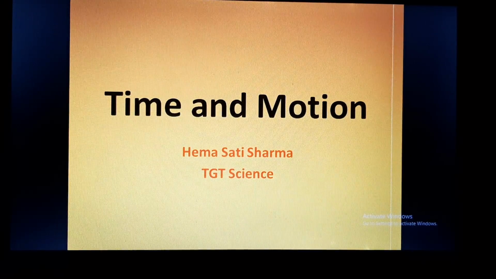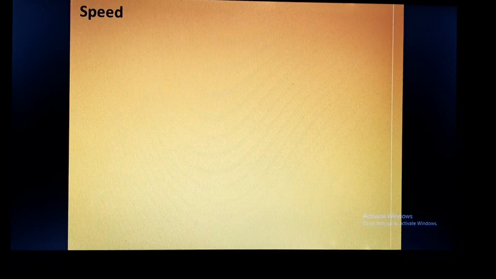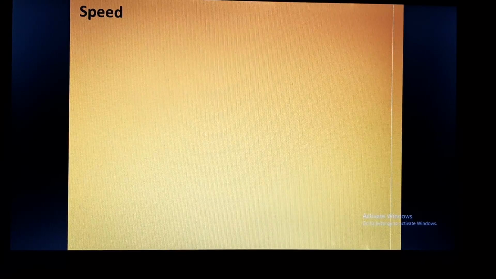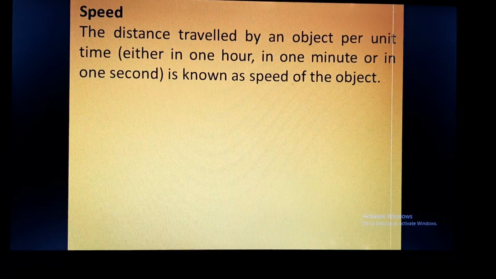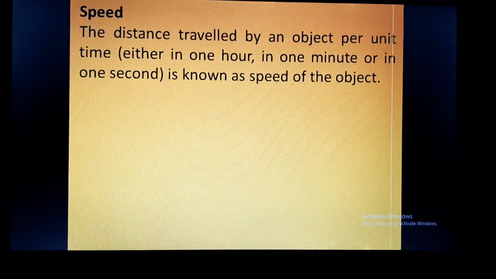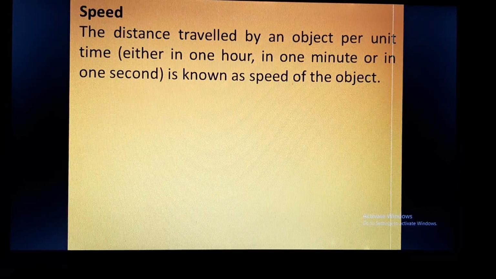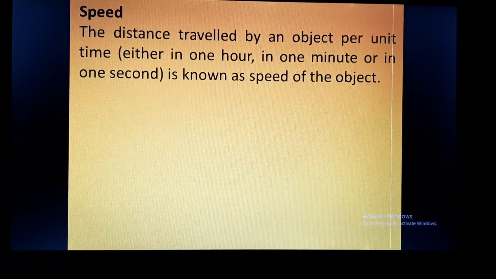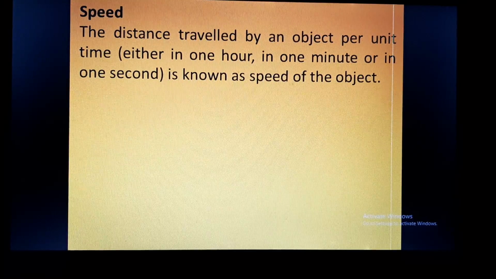We are discussing the chapter called Time and Motion for class 7th. We have already discussed motion, time and simple pendulum. Today we are going to discuss speed. So the distance traveled by an object in 1 unit time is called speed. This unit time can either be 1 hour, 1 minute or 1 second.